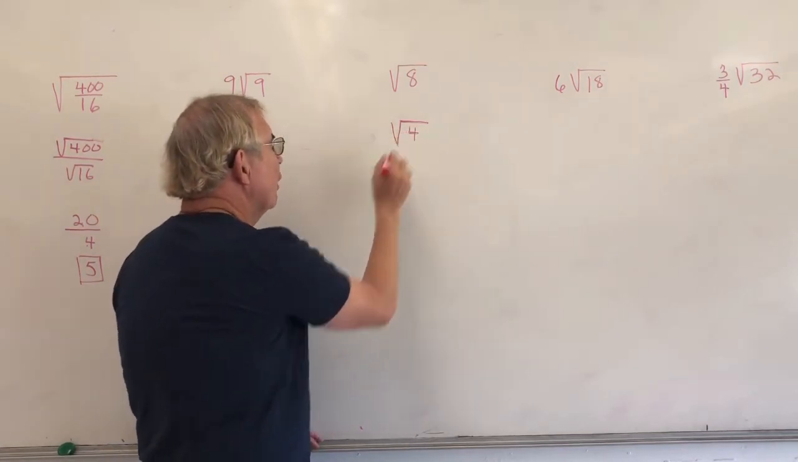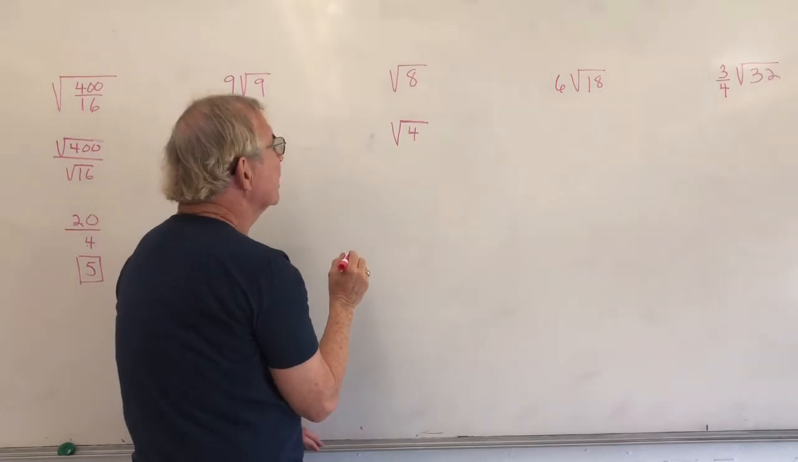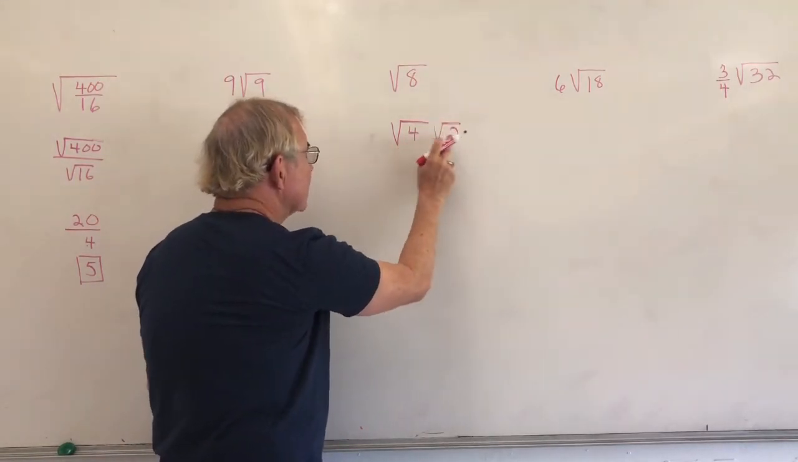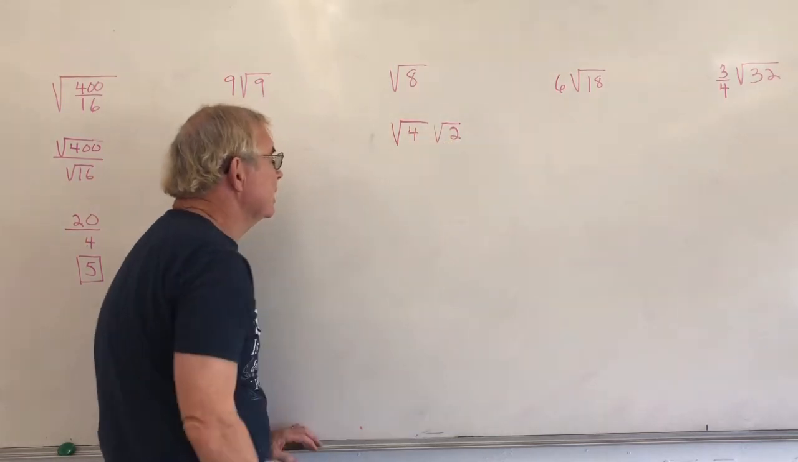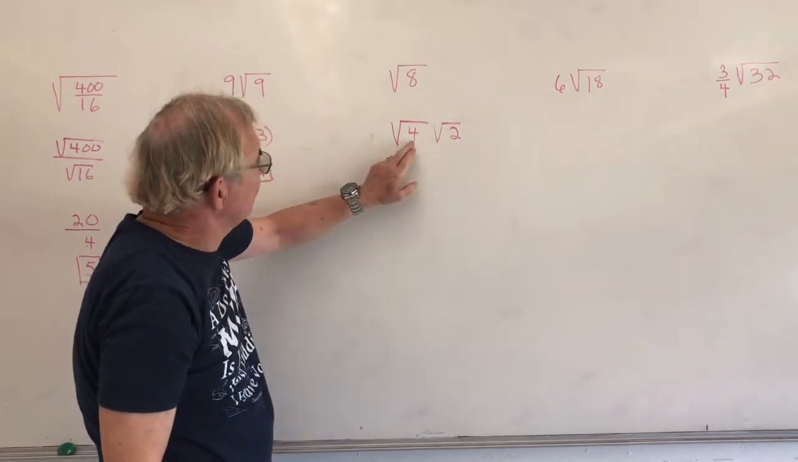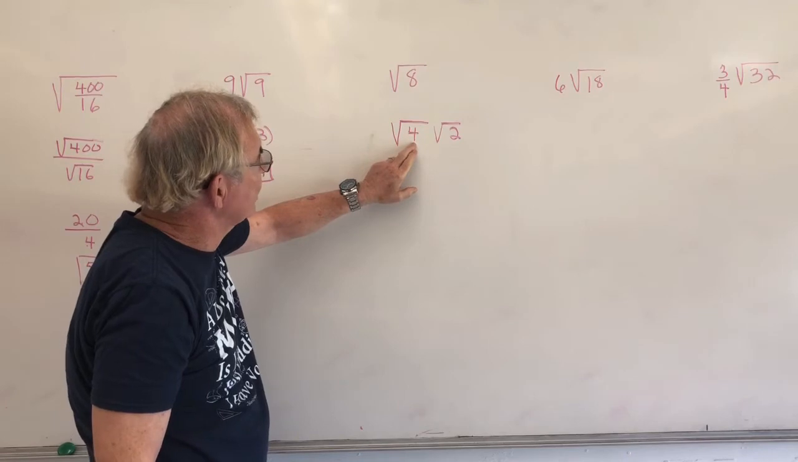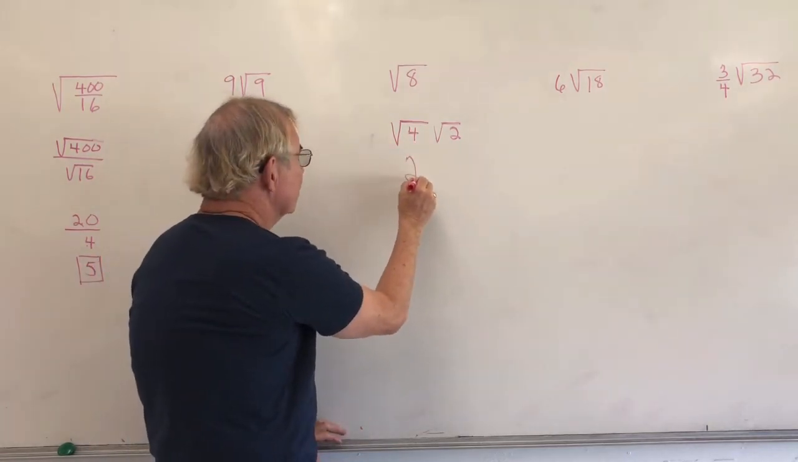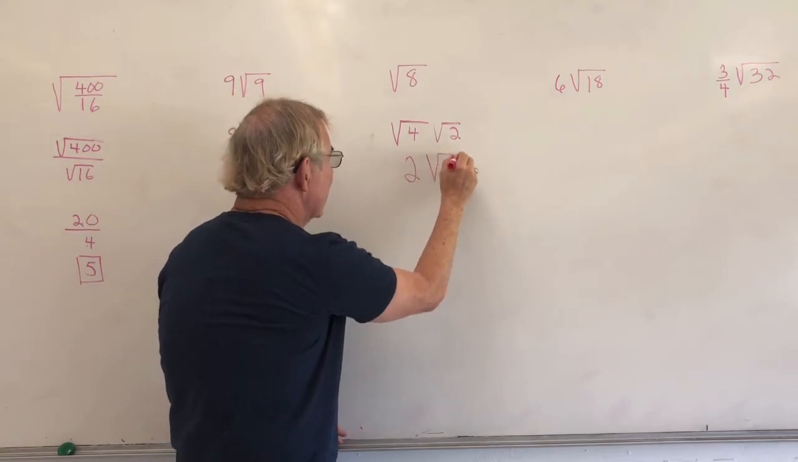4. 4 goes into 8 2 times. 4 times 2 is 8. Now, if you take the square root of 4, you get the number 2. So this comes down as 2 square roots of 2.